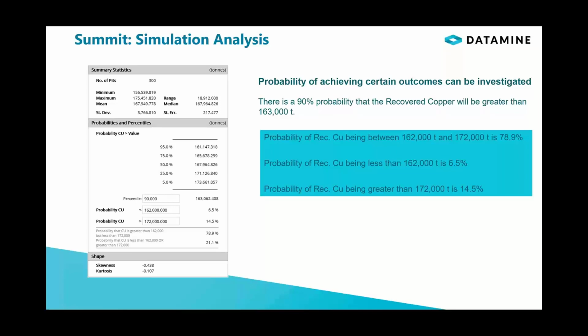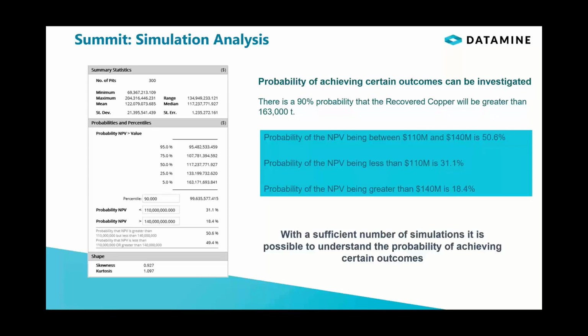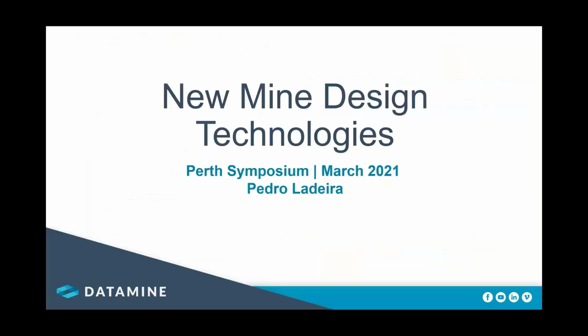So in this case here, we can check the probability to go lower and higher than some specific value, the percentile, and we can vary that according to the parameters. In the first case it was the copper, here it is the NPV, and we can vary as well according to the ore tons if it's necessary.